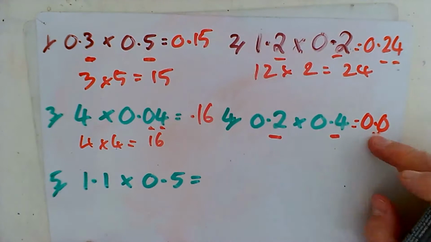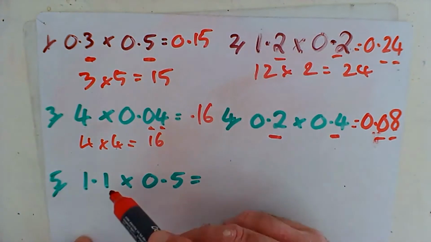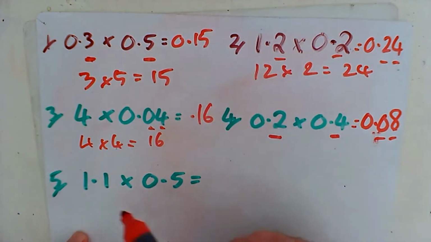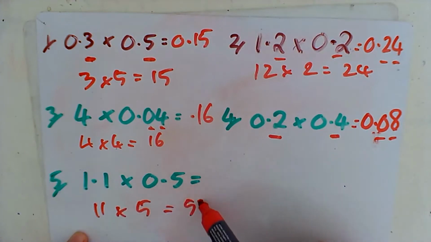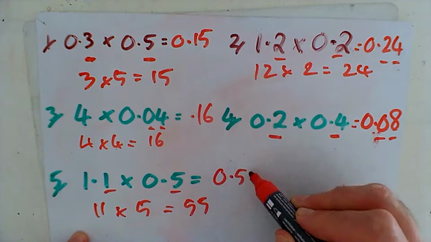So it was 0.08, 2 numbers after the decimal point. Okay, it's pretty much the same on there. Okay, so 11 times 5 is 55. 2 numbers after the decimal point of the question, 2 in the answer.